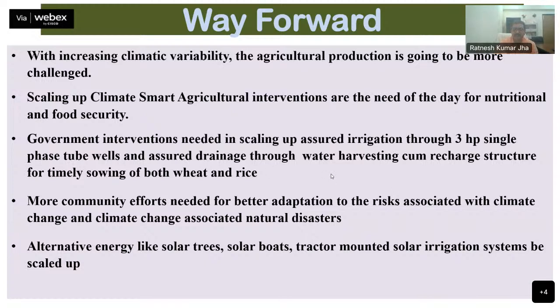Government interventions are needed for scaling up assured irrigation through efficient systems and water harvesting infrastructure. More community efforts are needed for better adaptation to climate change and associated risks, along with alternate energy like solar trees, solar roofs, and electric motor solutions.